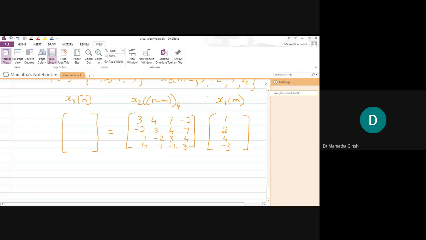Now what you must do here, multiply the first row by the first column, you get the first element. Second row multiplied by the first column, second element, third row into this, third element, fourth row into this, the fourth element. Could you guys try it out? Give me the answer. What is x3 of 0? 3 into 1 plus 4 into 2 plus 7 into 4 plus minus 2 into minus 3.